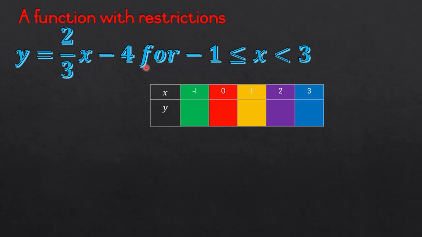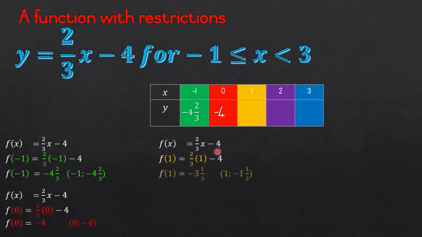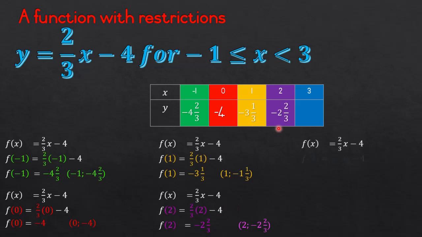So now we look at our equation. We substitute our x values into x's place and we're going to get all our y values. Our first y value is -4 and 2/3. Our second y value is going to be -4. Our third value, where x is 1, is going to be -3 and 1/3. And the next one, where x is 2, y is going to be -2 and 2/3. And our next one is where x is 3, then our y value would be -2. Now we have our fully complete table. Let's move on to actually drawing it.